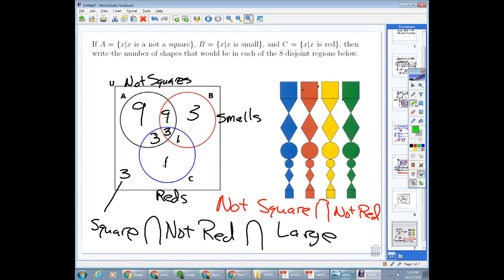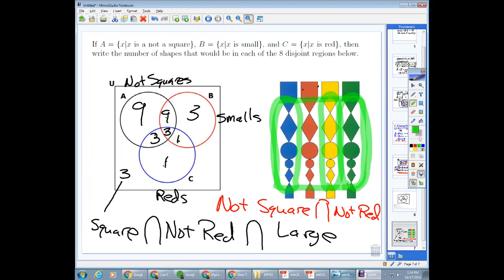So let's see, not squares are all of these guys right here, right? And I want them to be not red. So that would be this group, and this group there. So that gives me 6, 6, 6. I think there's 18 when I look at this shape right here.